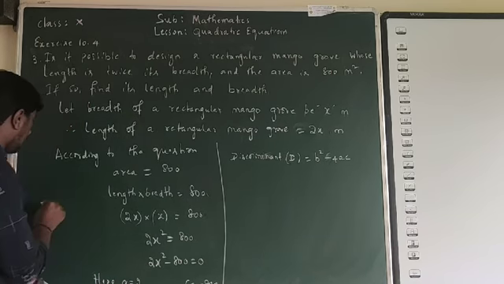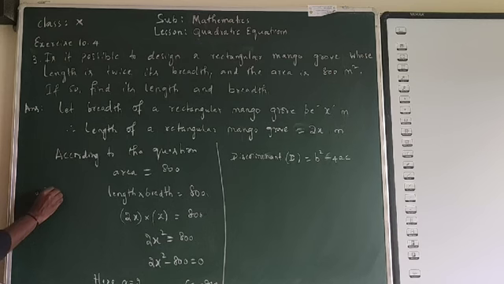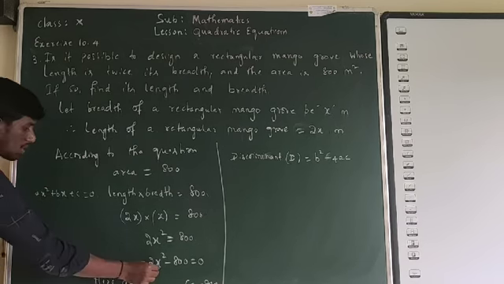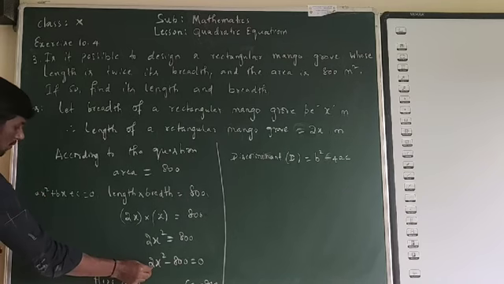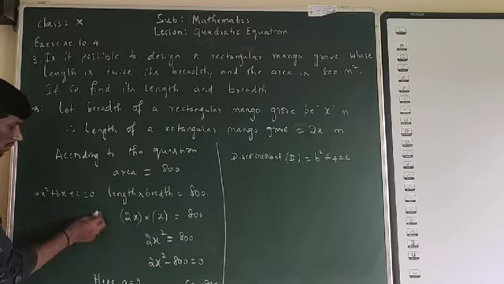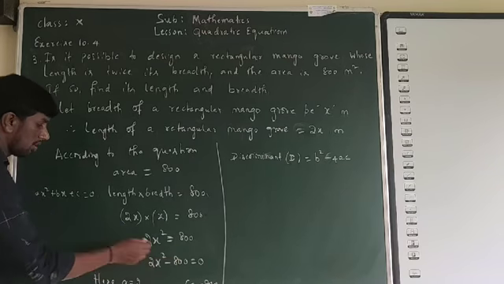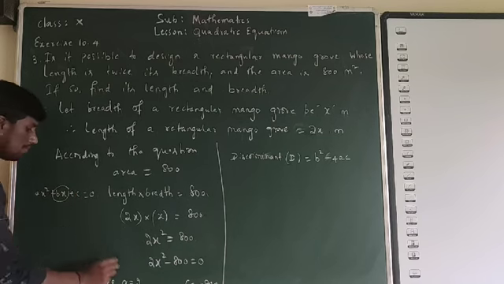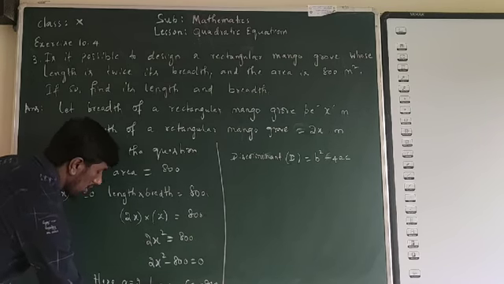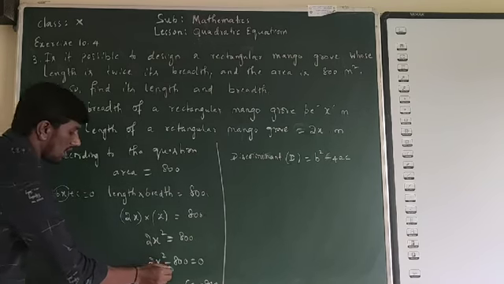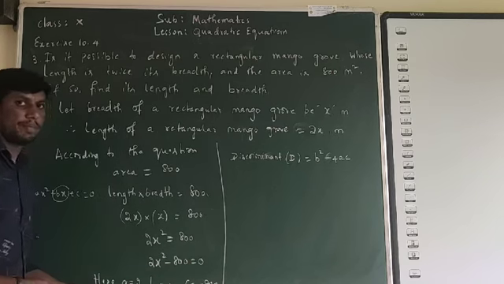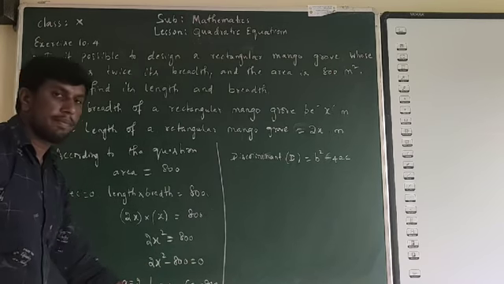Okay, what is the general equation? ax square plus bx plus c is equal to 0. Now x square we have, that means a is equal to 2. Now x, we don't have an x term here. This complete term is missing, that means b is equal to 0. We have a constant term, that is minus 800, so it will be c. Don't take minus 800 as b, right?